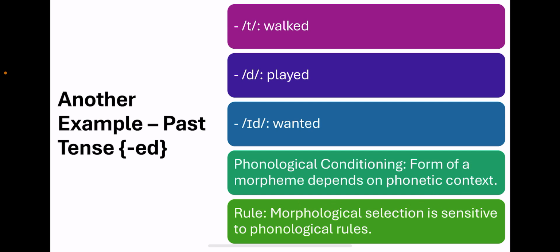What are the rules? Morphological selection is sensitive to phonological rules. What are the phonological rules? The rule is voiced, voiceless, or syllable.